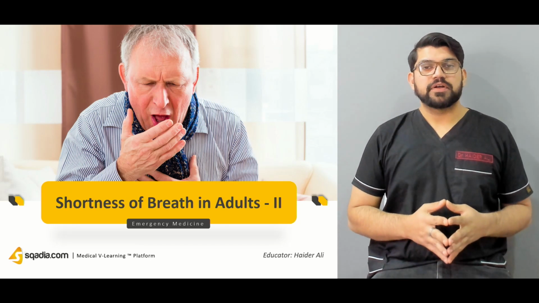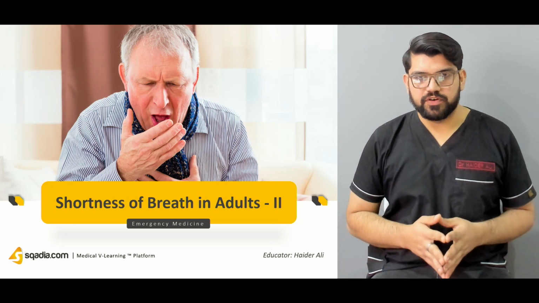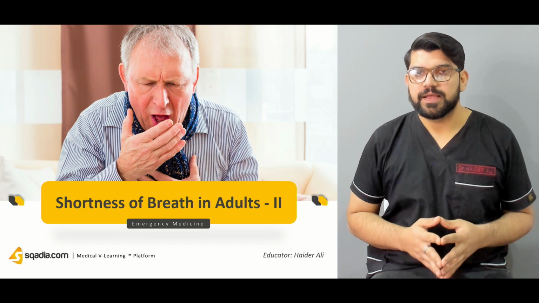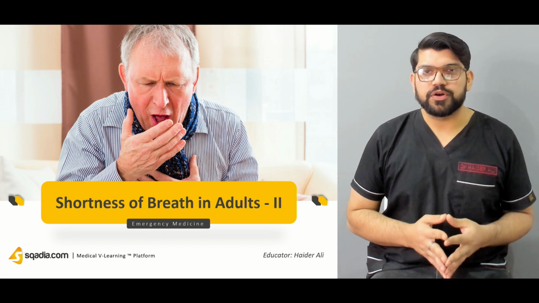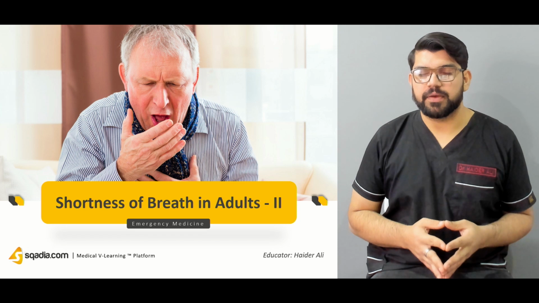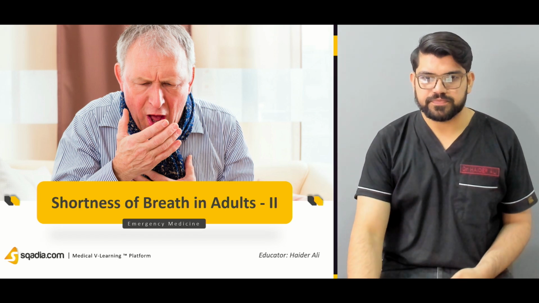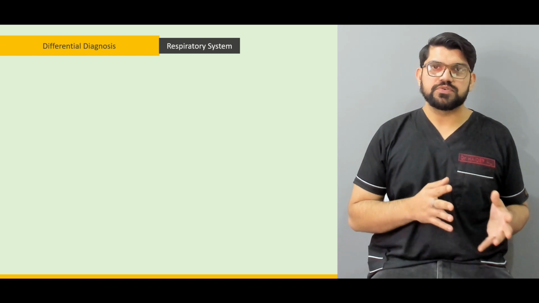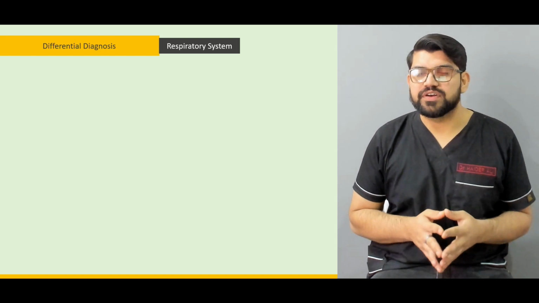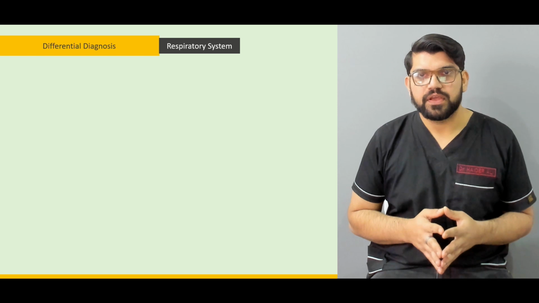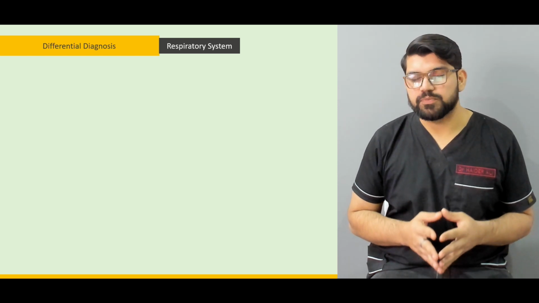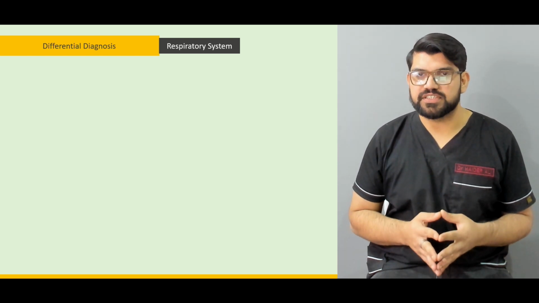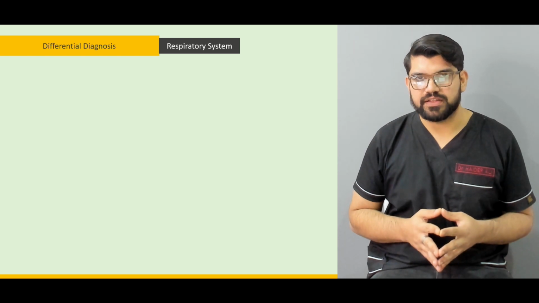Today, I'm going to talk about part 2 of shortness of breath in adults. In part 1, we talked about how to approach a patient with shortness of breath. So before going into the differential diagnosis, let's recall what we studied in part 1 of this topic. We talked about how a patient would present to you in emergency with shortness of breath.